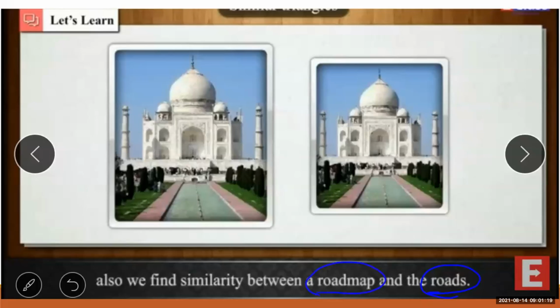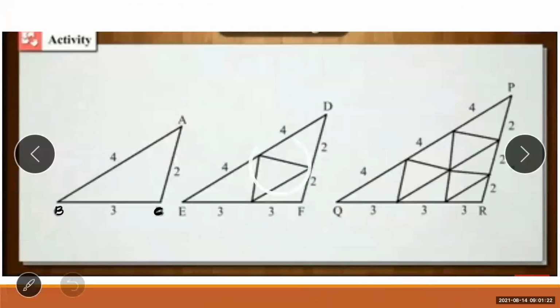Yes, understood. Now here a simple activity is given. Using that activity, we will learn now the properties of similar triangles. We just learned what is meant by similar for any geometric figure. Now we will learn the properties.